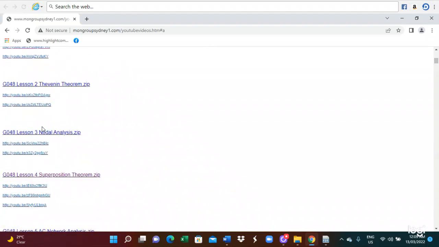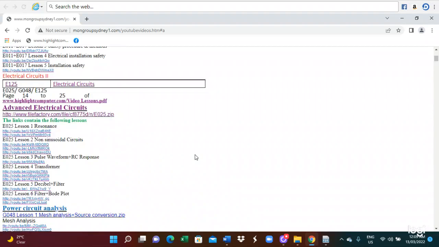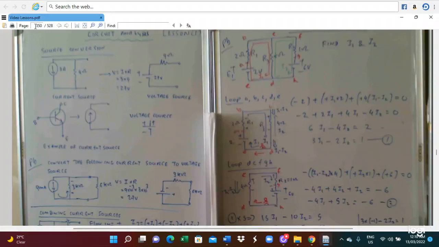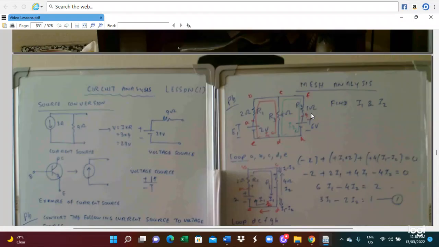And regarding those videos, we also have written notes. For the written notes you have to follow this link, www.highlightcomputer.com/video-lesson.pdf. Then you look at the page number. Page number 350, this is circuit analysis. You can see here source conversion, mesh analysis method.